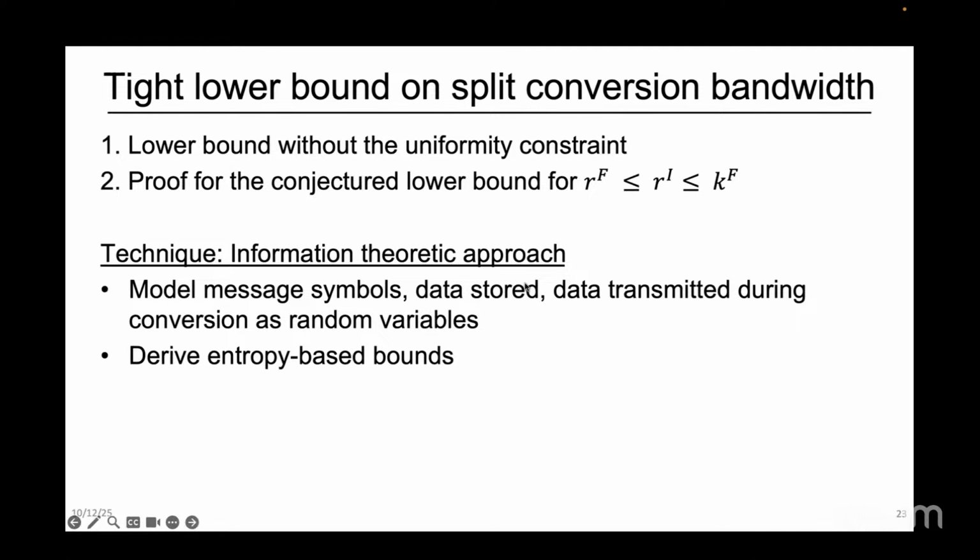The technique that we use is an information theoretic approach, modeling the data stored in each of the nodes and the data that is accessed during conversion as random variables, and using entropy-based bounds to derive the lower bound.